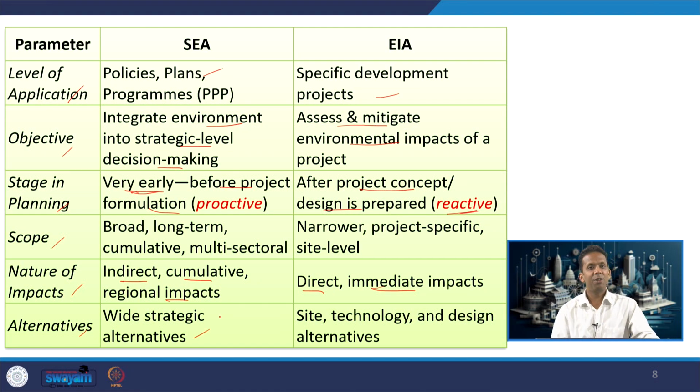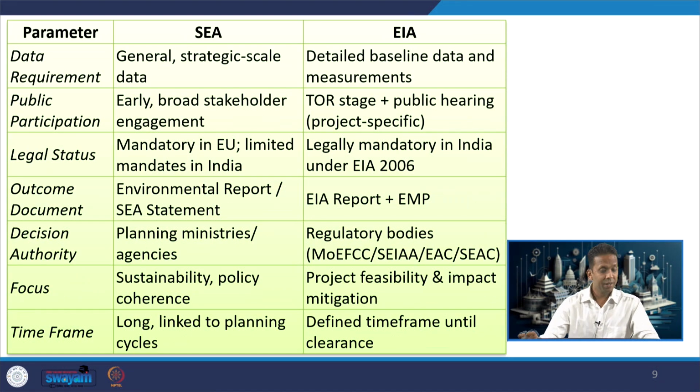Alternatives: wide strategic alternatives in SEA, and in EIA it can be site, technology, design alternatives, so that the environmental impact is minimized. But in terms of strategy, there would be n number of ways to think on formulating the best policy, plan or program. So, there are wide alternatives in case of SEA, which makes it a very tedious and difficult decision making activity, but when it is done correctly, it can lead to a very good EIA subsequently for the same project.